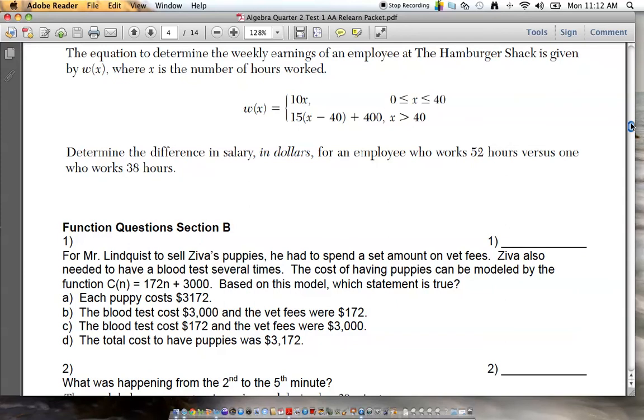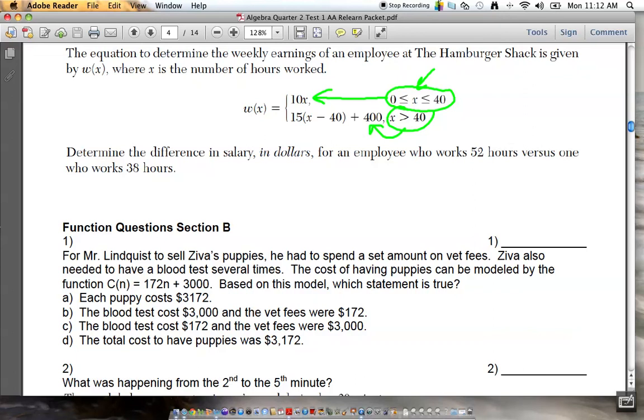Oh, and here we go. This is a piecewise function. It's a piecewise function because if the element of the domain that you're looking for is between 0 and 40, you have to follow the first rule, which is 10 times the value you're given. If the value is greater than 40, you need to follow the second rule, which is kind of complicated here, 15 times (x minus 40) plus 400. So it says determine the difference in salary in dollars for an employee who works 52 hours versus 38 hours.